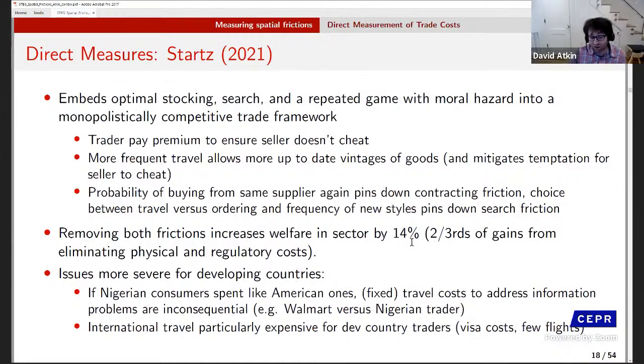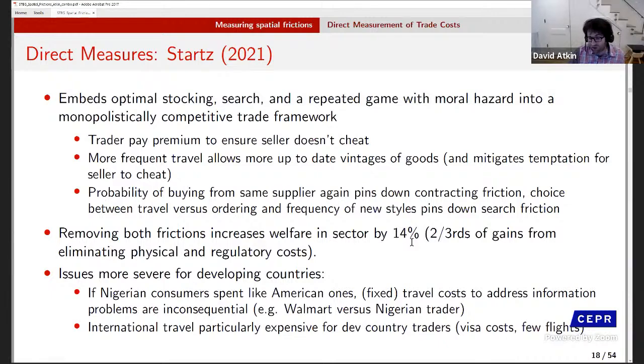The other reason this matters a lot for developing countries, and there's been a little more work on this since Meredith's original paper came out, which was four or five years ago, is that international travel is particularly expensive for people from the developing world. Firstly, there are few flights, and so you often don't have direct flights between where you live in Nigeria and the place you want to go in China. And so that adds to the cost.